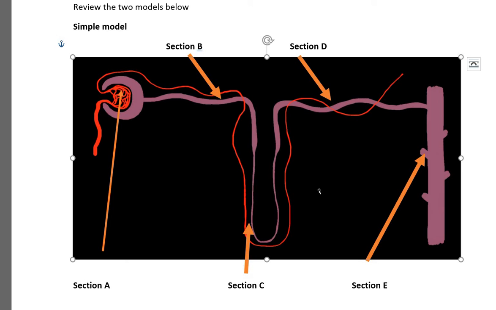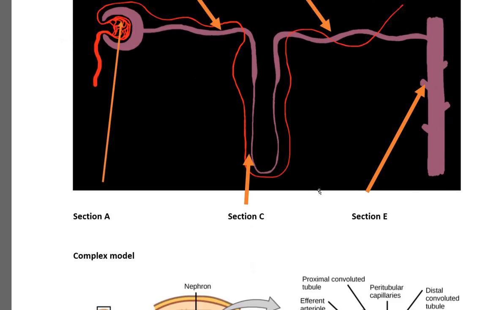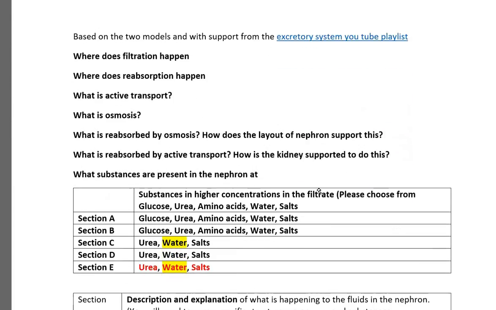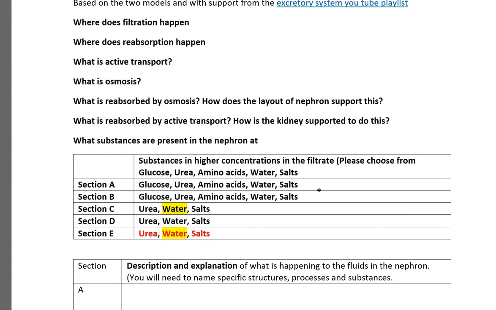Anyway, that's your general thing, and for assignment 8, that was pretty handy. Let's talk about the answers to the questions. Where does filtration happen?